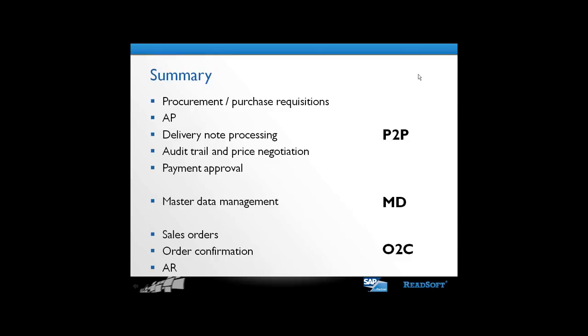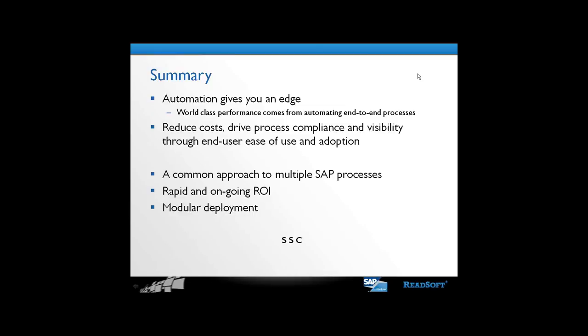Simon, thanks very much. So in summary, what we've talked about across the webinar today, we've looked at the P2P processes, the master data processes, and the order-to-cash processes that you can see on screen there. Of course, the key takeaway from this is that automation is going to give you an edge. World-class performance comes from automating those end-to-end processes, not just segments of it. It's going to allow you to reduce costs, drive your process compliance and visibility, and you're going to have great end-user ease of use and adoption as well.